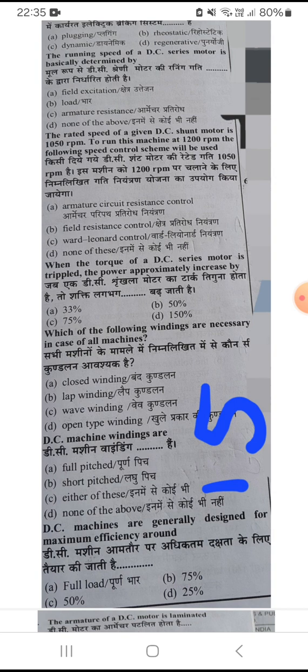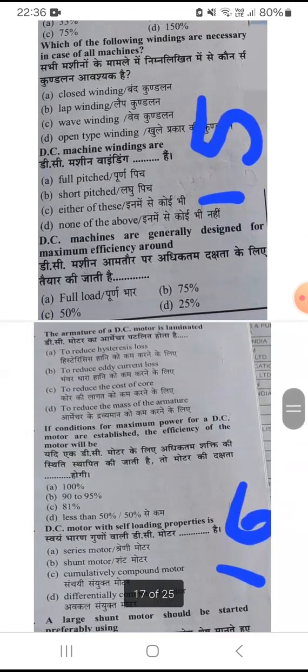That is the closed winding. Option A is the right answer, closed winding. DC machine windings are, option A, full pitched. Option A, full pitched is the right answer. DC machines are generally designed for maximum efficiency around, option A, full load. Option A, full load is the right answer.